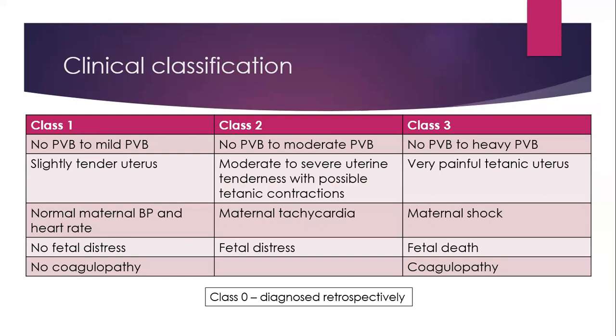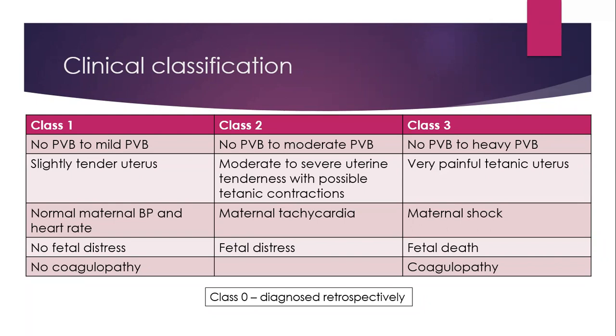More importantly is when you have your uterine tenderness. If you have a slightly tender uterus, it is a class 1, and you do have more time in these ones, but it's still an abruption that can rapidly progress to a class 3. In a class 3, you will have your very painful tetanic uterus. This means that the uterus is contracting and there is no relaxation between the contractions. These are the patients that present with the rock hard abdomen, very painful, and these ones can present with a rock hard abdomen, very painful, with no PV bleeding.